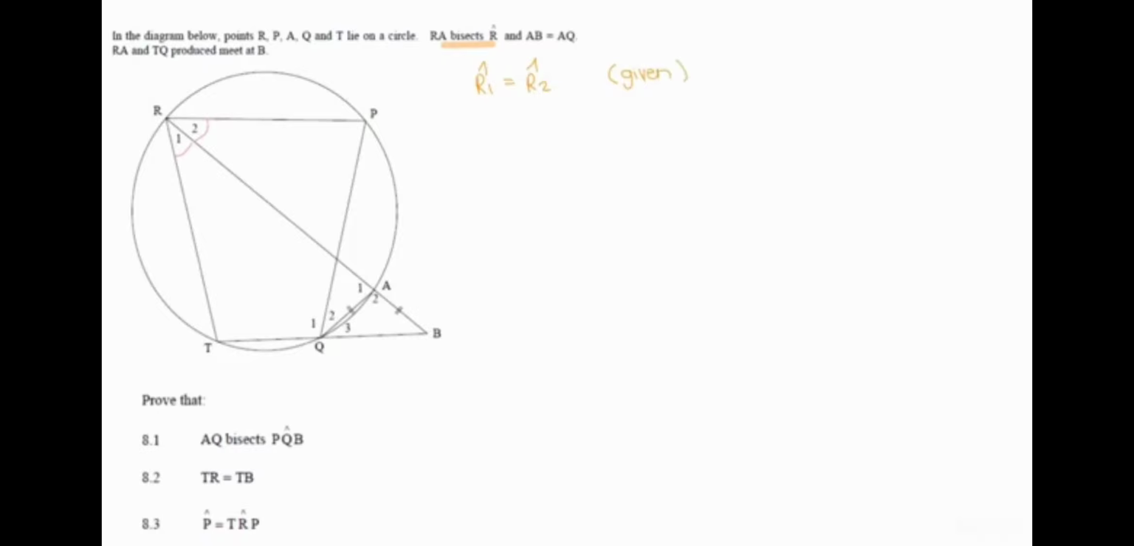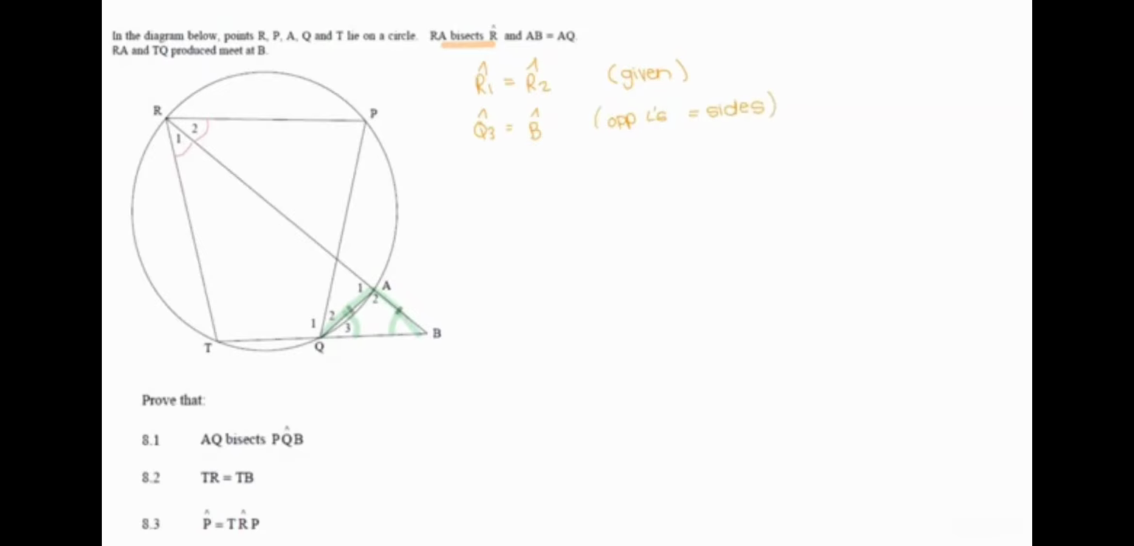And then they say AB is equal to AQ. So AB is equal to AQ, which then means, because of an isosceles triangle, that Q3 and B are the same angle. So therefore, Q3 is equal to angle B, and this is opposite angles equal sides. So I'm already deciphering it before I even look at the required.